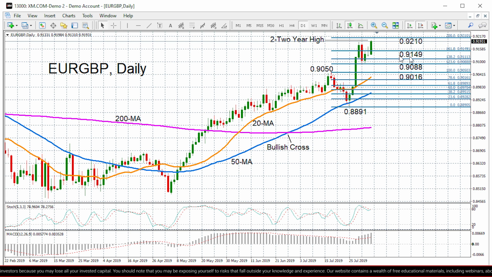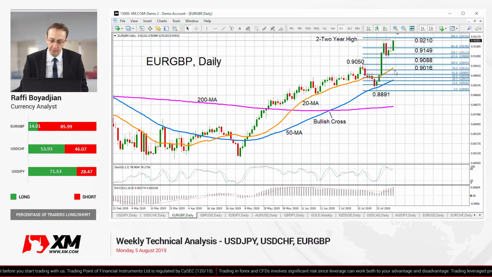If though we were to see the pair losing some steam, initial support is likely to come first at the 161.8% Fibonacci at 0.9150, but we've got a more important support at 0.9088 at the 123.6% Fibonacci. That was the previous support earlier in July, and then if prices were to break below that support, we could see euro pound slipping towards the 78.6% Fibonacci at 0.9016. That would also take prices below the 20-day moving average and shift the current bullish picture to a somewhat more neutral one.